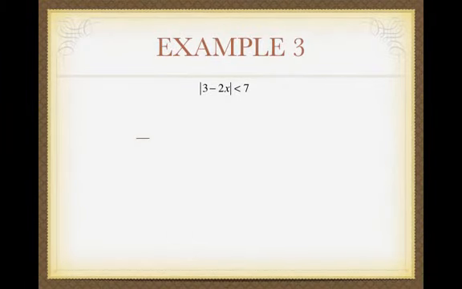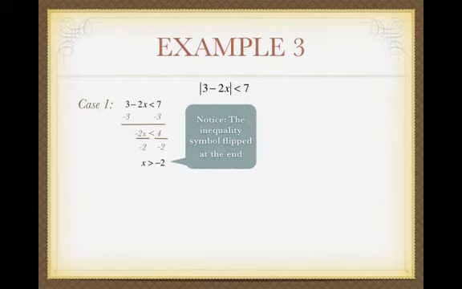So on to example 3. We have the absolute value of 3 minus 2x is less than 7. So case 1 is written like this. We're going to want to subtract 3 from both sides of the inequality. Upon doing that, we're going to get negative 2x is less than 4. And then we're going to divide both sides of the inequality by negative 2 to get x is greater than negative 2. So if you notice, our symbol somehow just flipped.